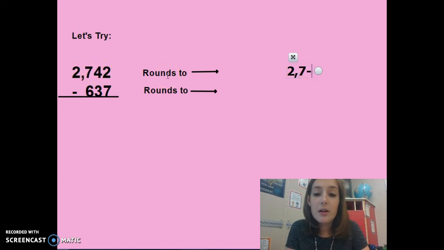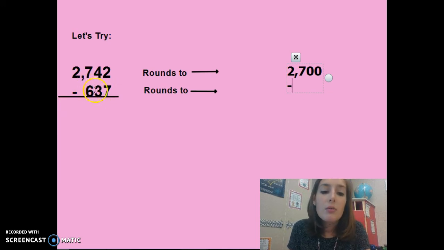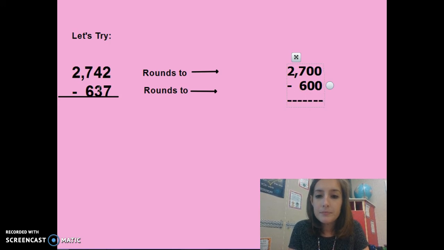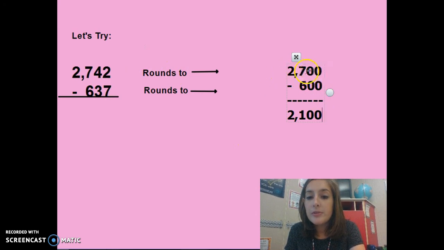So it's going to be 2,700 minus 637. Let's round it and estimate. So look next door. It's 4 or less, so we let it rest. So our answer is going to be about 2,100. Because zeros, 7 minus 6 is 1, and then 2.